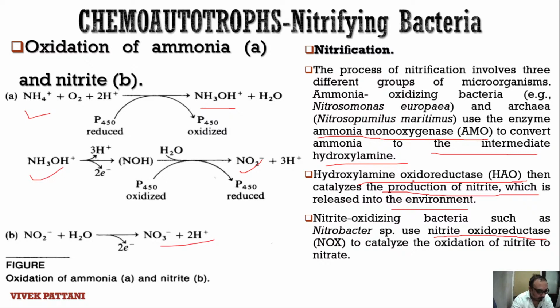And moving further, there are also other nitrifiers which have a different type of mechanism, and they are included in heterotrophic nitrification. I'm not going to discuss heterotrophic nitrification because we are right now discussing the autotrophs. These are all examples of autotrophic nitrification.